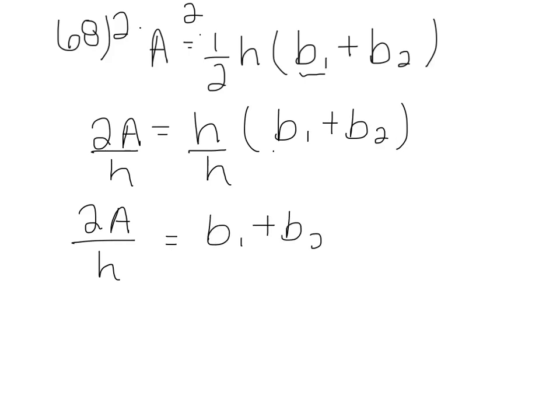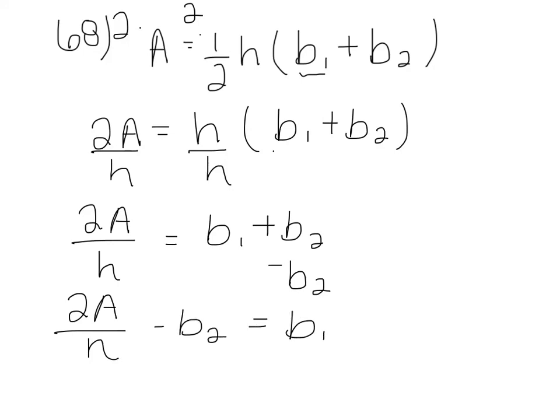And then at this point, since there's no operations outside, you can drop the parentheses. And again, we're solving for B1, so to get B1 by itself, I have to subtract B2 since that's the opposite. So 2A over h minus B2 is equal to B1. And then looking through your responses, the one that's going to match that is going to be D. So D was the correct answer for 68.